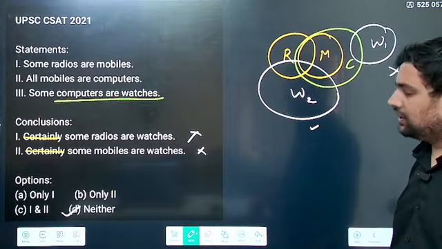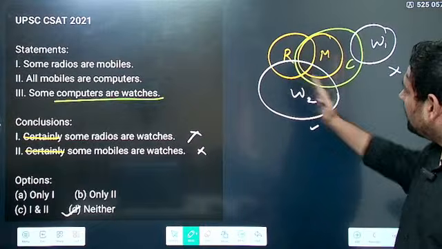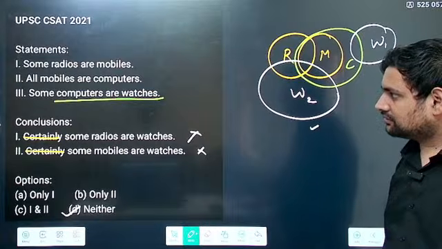Okay, got it. That's why I draw a diagram like this, where C is much bigger. Okay.